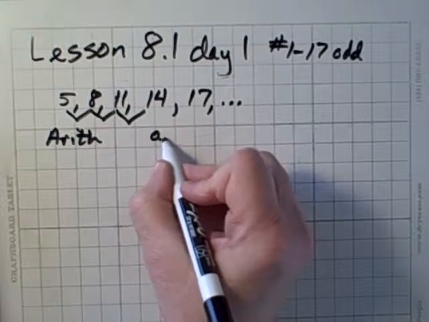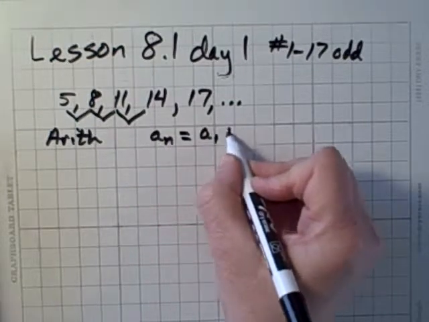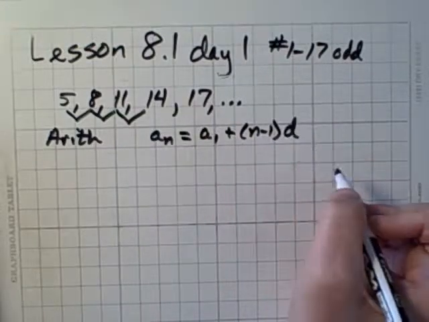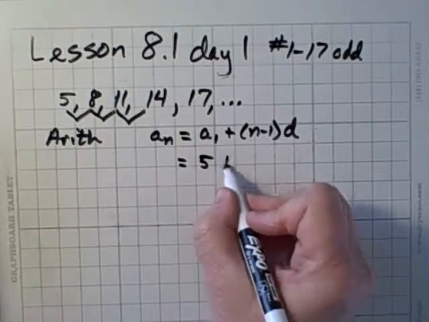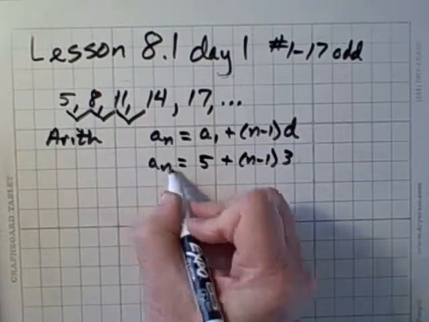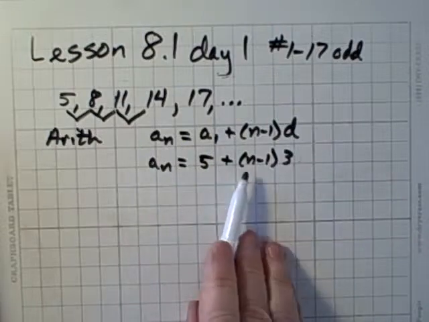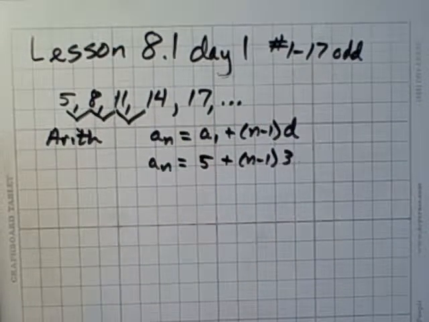The pattern from pre-calc was first term plus n minus 1 times the common difference. In this particular problem, the first term is 5, and the common difference is 3, and that would be our nth term formula. If we wanted the 100th term, we'd put 100 in for n, and we'd have the term itself.